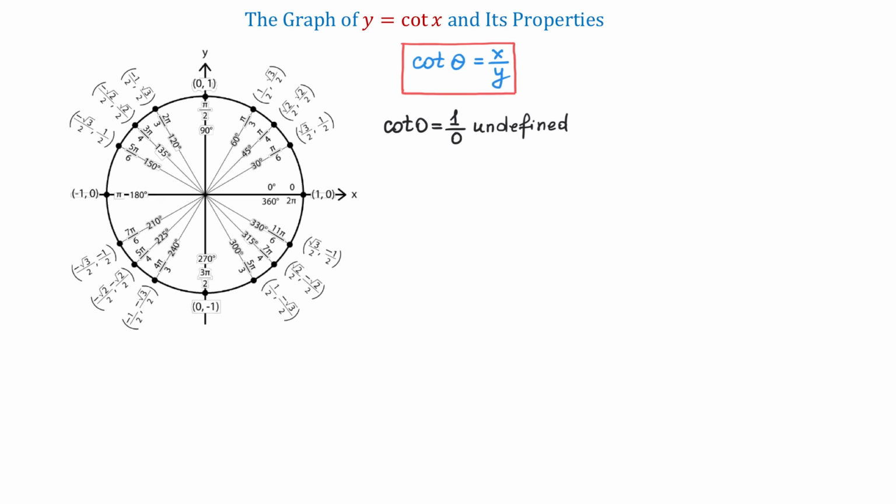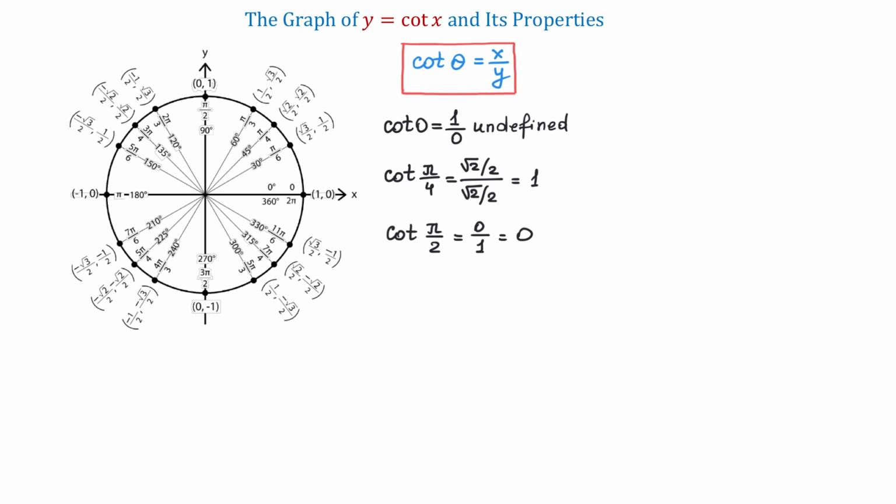Now let's try another angle, for example pi over 4. At this point, both x and y are square root of 2 over 2, so when we divide x by y, we will get 1. Then we can write that cotangent of pi over 4 equals square root of 2 over 2 divided by square root of 2 over 2, which makes 1. At pi over 2, 0 divided by 1 is 0. So cotangent of pi over 2 equals 0 divided by 1, which is 0.